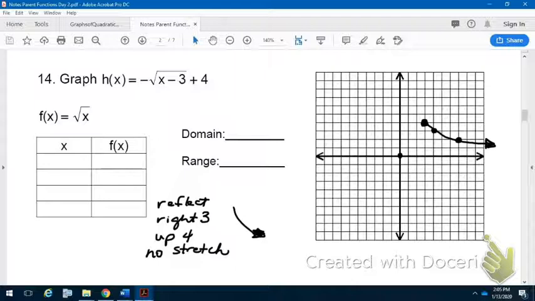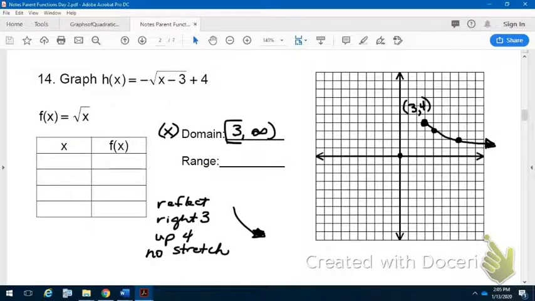Okay. The domain starts at 3. Remember, a domain is your x values, so the point here on the graph that we started was 3, 4. So domain starts at 3, and it goes to infinity, and it does include the 3, so that's a square bracket.